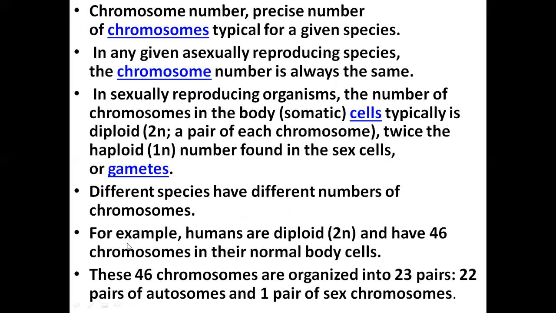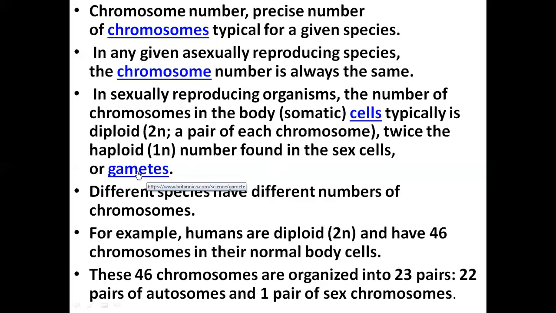As in our case, for example, humans have a total of 46 chromosomes. That is 23 pairs of chromosomes, and therefore it's going to remain the same for all human individuals. Now, in any given asexually reproducing species, the chromosome number is always the same. And in sexually reproducing organisms, the number of chromosomes in the body cells, that is somatic cells, is always diploid, that is a pair of each chromosome, twice the haploid, that is one n number found in the sex cells or the gametes.